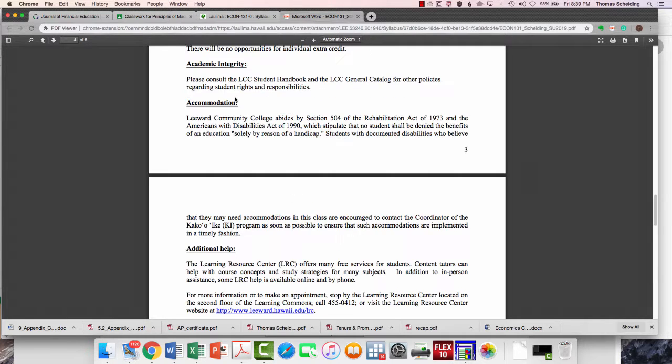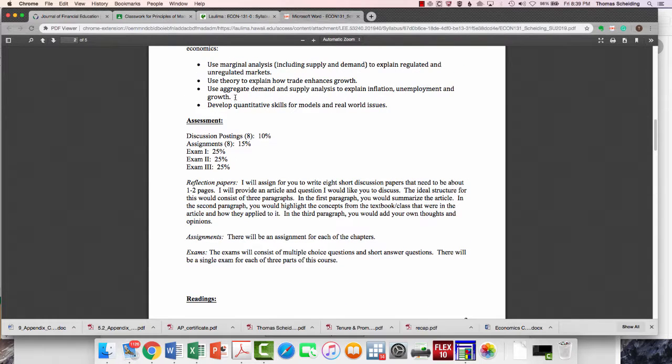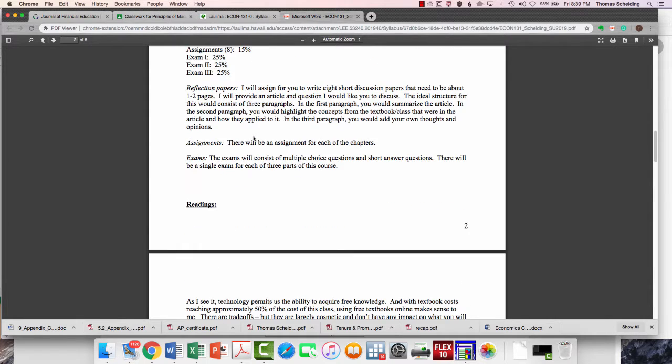You will notice here, by the way, that it shows assignments 8, reflection papers 8. There are 2 topics that have an assignment combined, and there is no reflection paper for the very last topic. When I use reflection paper, that's the same thing as discussion posting. I'm using the 2 terms to mean the same thing.